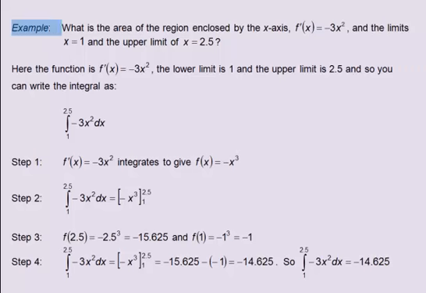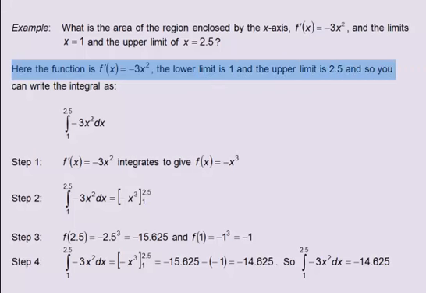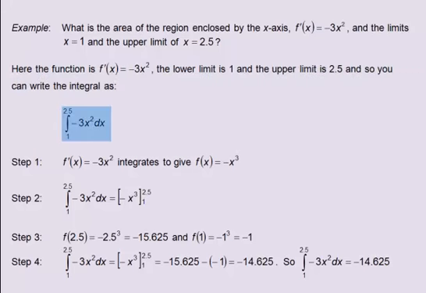Example: what is the area of the region enclosed by the x-axis, f' equals minus 3x squared, and the limits of a lower limit of x equals 1 and an upper limit of x equals 2.5? Here the function is f' of x equals minus 3x squared. The lower limit is 1 and the upper limit is 2.5, and so you can write the integral as the integral between 1 and 2.5 of minus 3x squared dx.